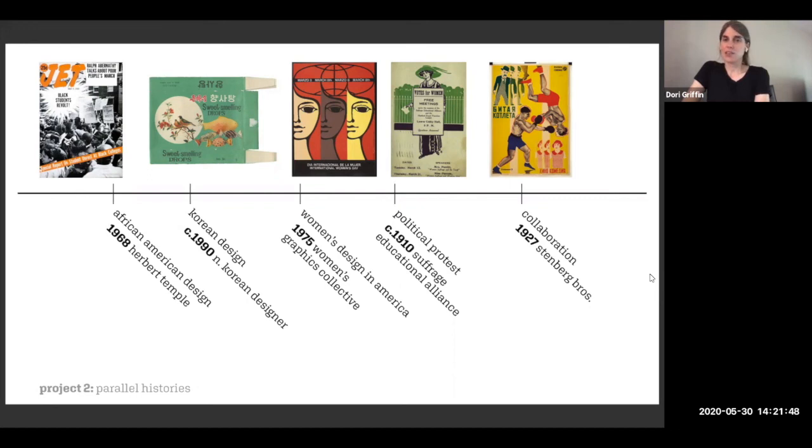Similarly, a designer with Korean heritage was interested in learning more about Korean design because she didn't know much about it. Several women were interested in learning more about design for and about and by women. A couple of folks wanted to focus on political protest. And one student was really interested in design as a collaborative process rather than as the work of a single artistic genius. Design as a community praxis, design emerging from cooperation and collaboration.